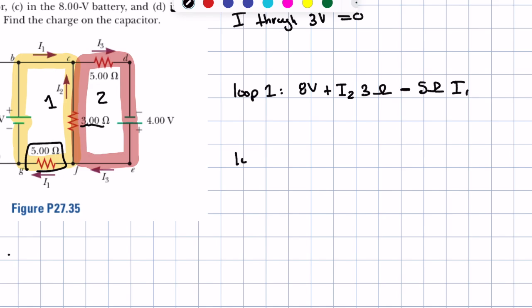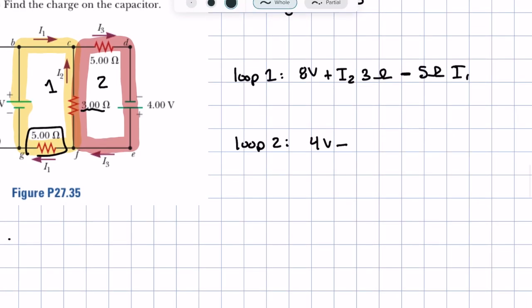And now loop 2 is going to be equal to, we have 4 volts minus I3 times 3 ohms minus, and then we have I3 times 5 ohms. Actually, sorry, I made a mistake. Here we have I2 going this way, and then we have I3 going this way. So minus I2 times 3 ohms, minus I3 times 5 ohms. And these are both equal to 0.